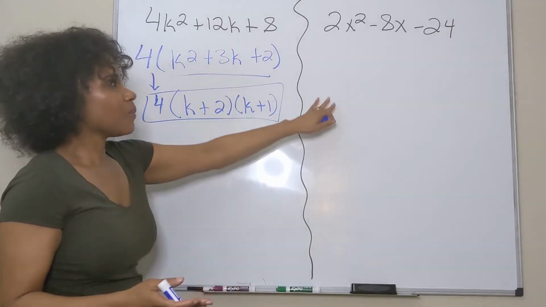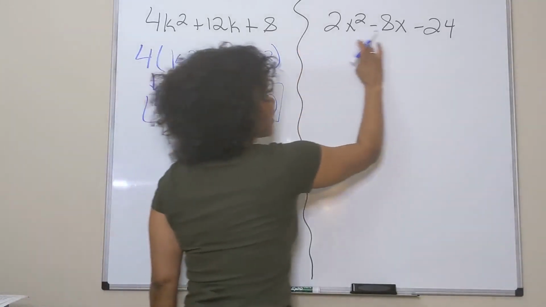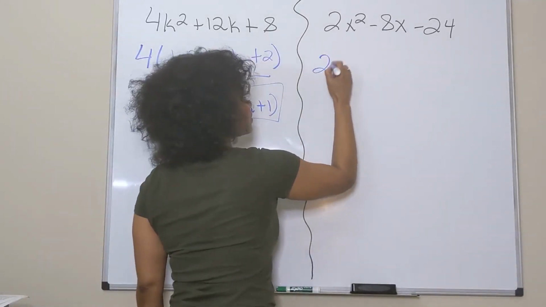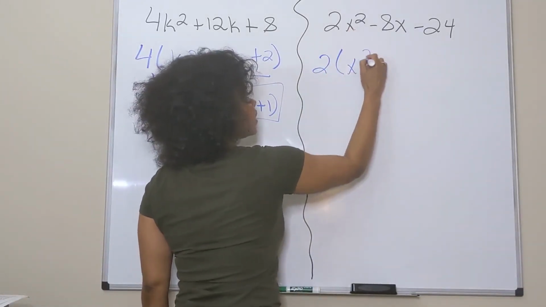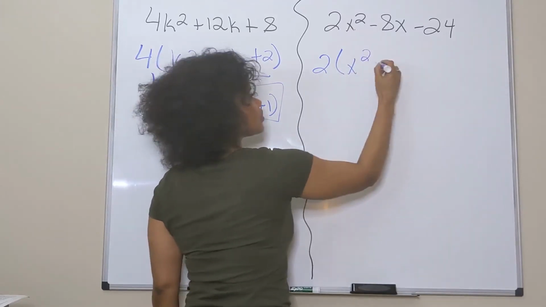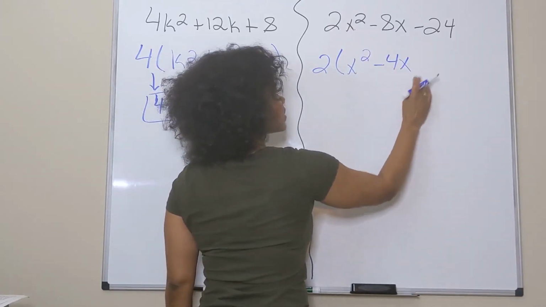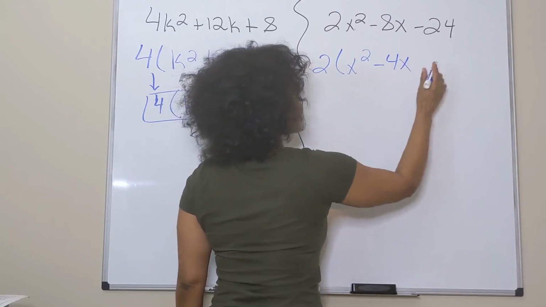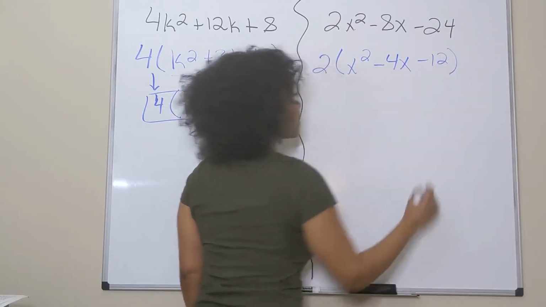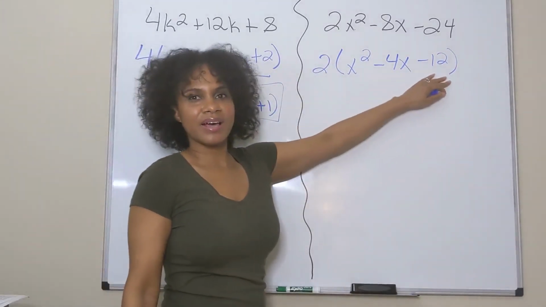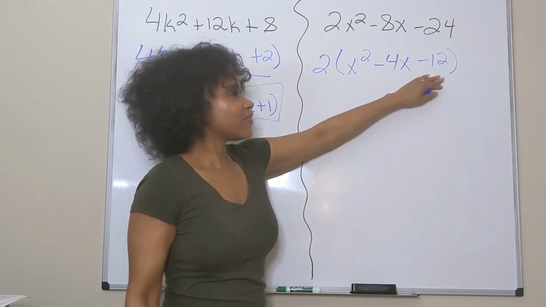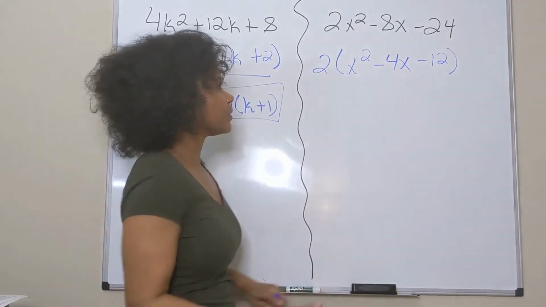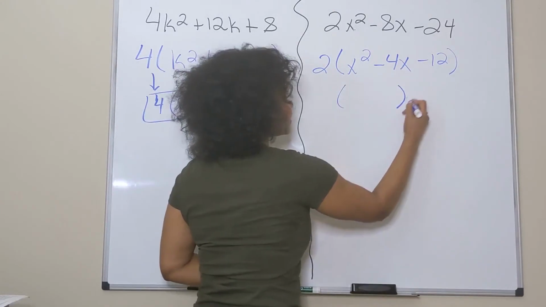All right. One more. Greatest common factor, 2. I'm left with x squared. Negative 8x divided by 2 is negative 4x. Negative 24 divided by 2 is negative 12. Now I factor what's left inside. 2 factors of negative 12 that equal negative 4.